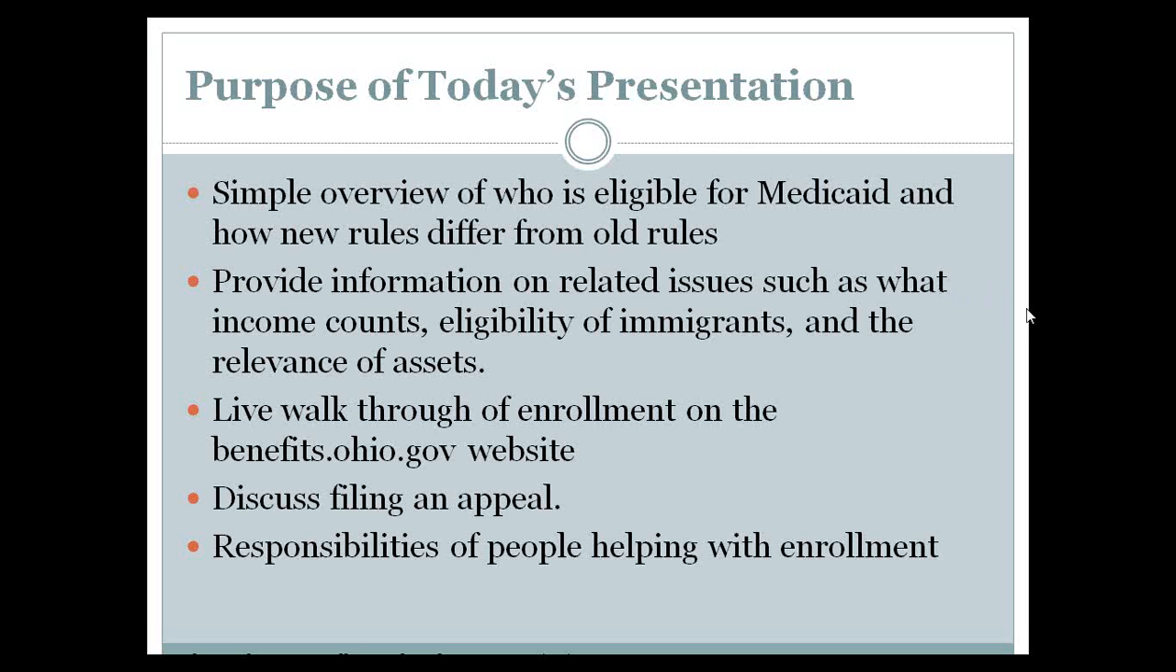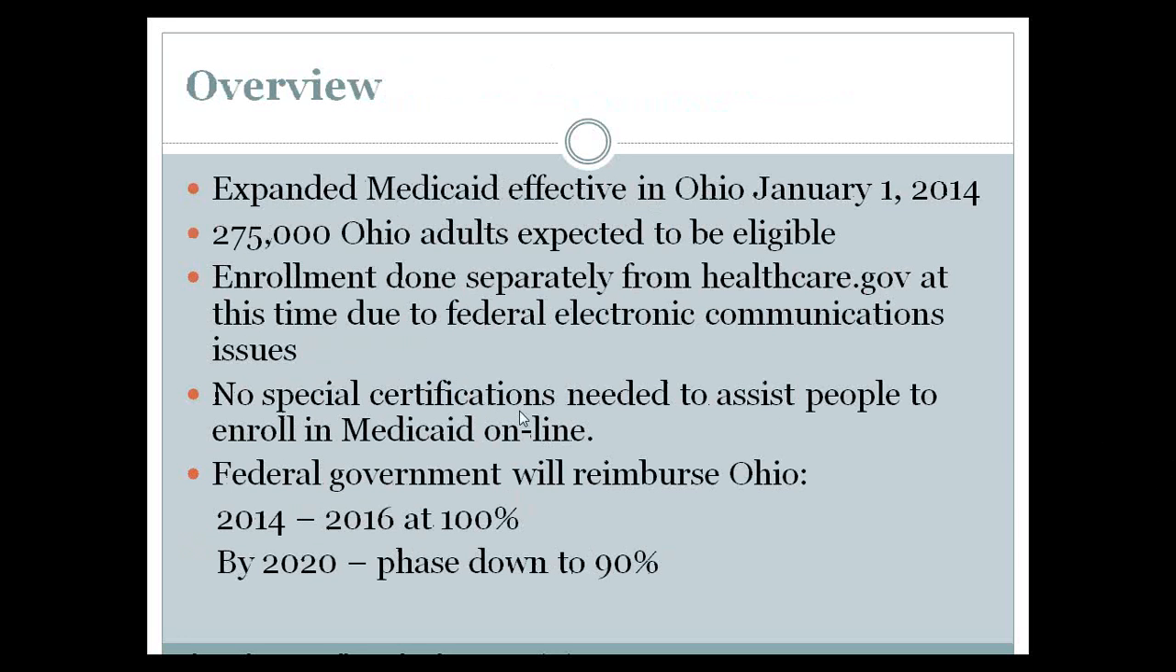I just want to give you a quick overview of the purpose of our presentation today. This is a simple overview of who is eligible for Medicaid and how new rules differ from old rules. We're going to provide some information on some related issues, such as what income counts, eligibility of immigrants, and the relevance of assets. We will do a live walkthrough of enrollment on the benefits.ohio.gov website. We'll also discuss filing an appeal and what to expect when you file an appeal. And lastly, talk briefly about responsibilities of the people who help with enrollment.